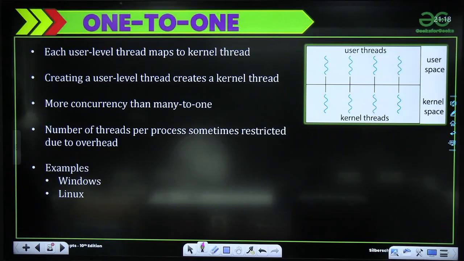This is the ideal approach, one to one. Each user level thread is managed by one kernel level thread. Creating a user level thread creates a kernel thread. So many concurrent systems use this, and the operating systems that use one to one are Windows and Linux.